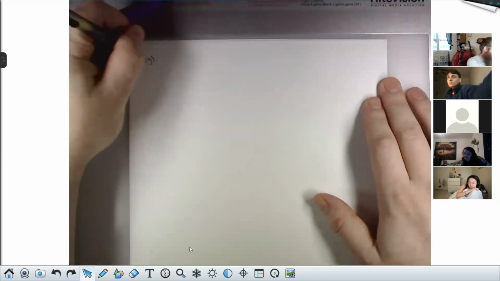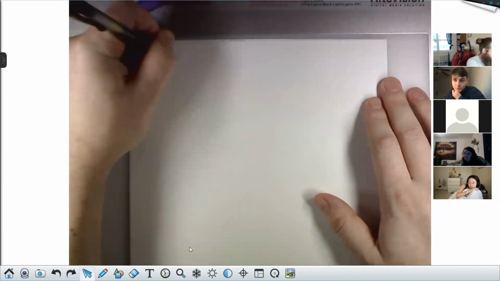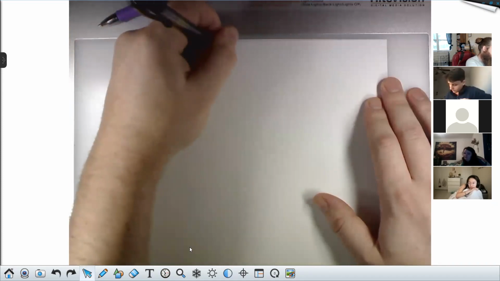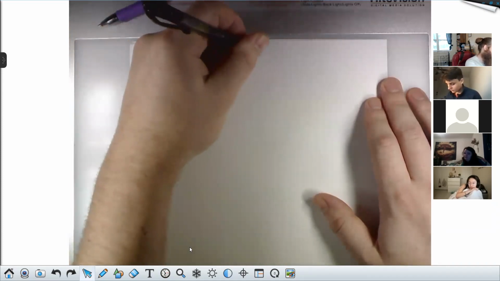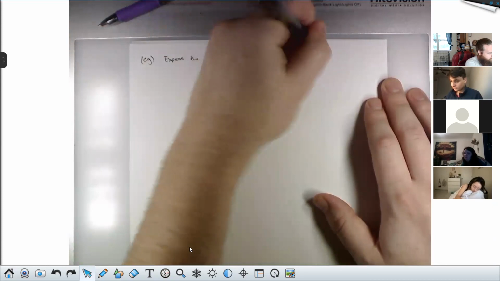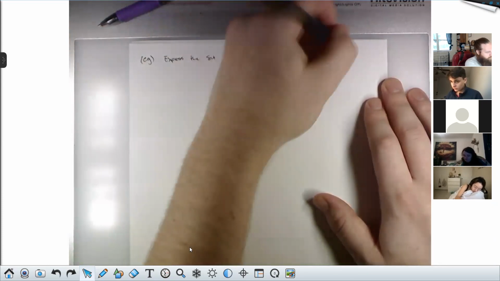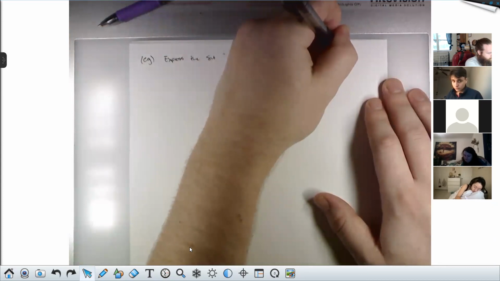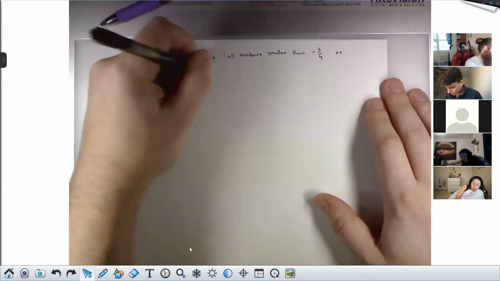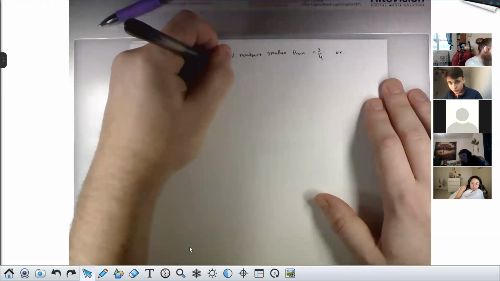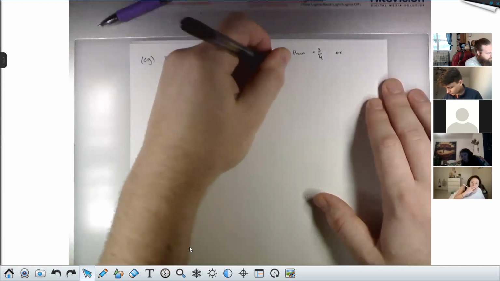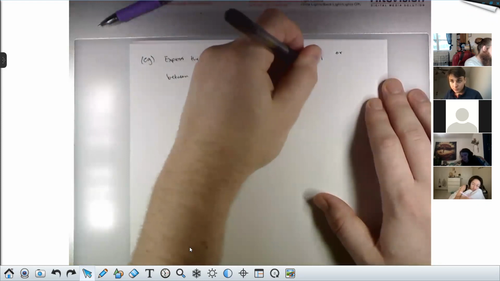Do one in each direction here. Express the set of all numbers smaller than -3/4 or between 1 and 4 in interval notation. And graph the set.